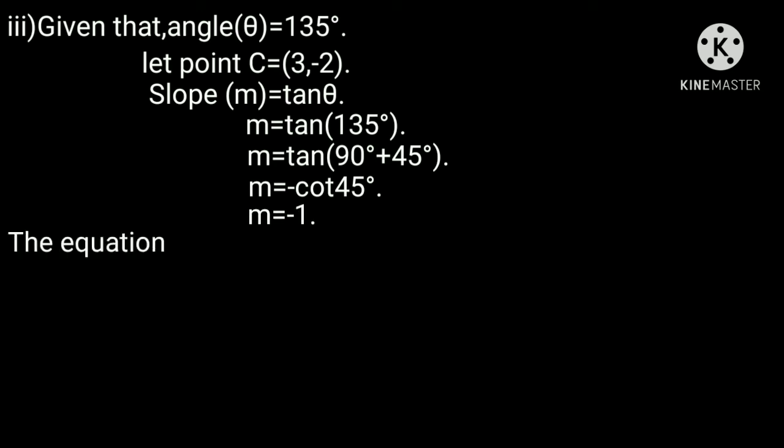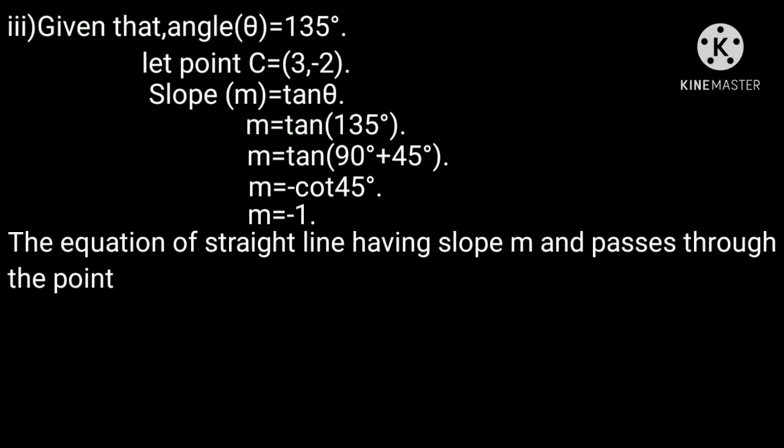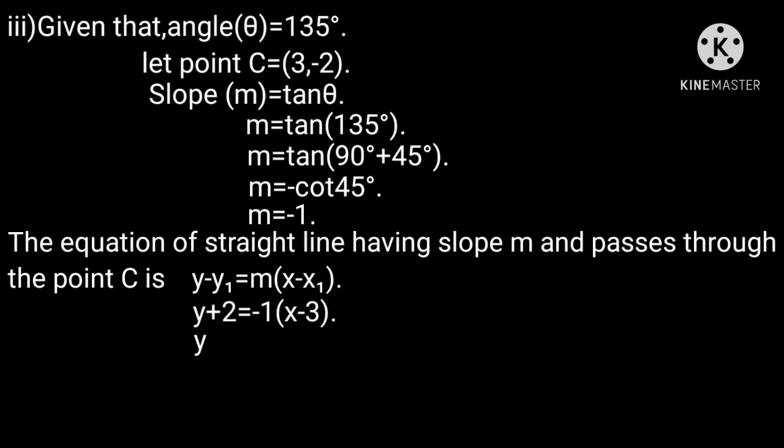The equation of the straight line having slope m and passing through C is y minus y1 equal to m into x minus x1. Here we substitute x1, y1 and slope m value, then y plus 2 equal to minus 1 into x minus 3. Next, y plus 2 equal to minus x plus 3.